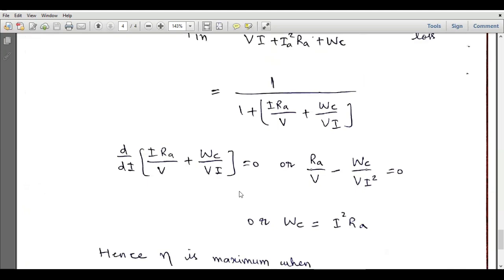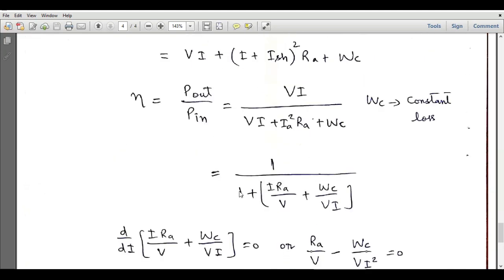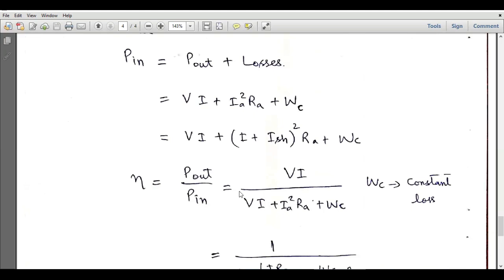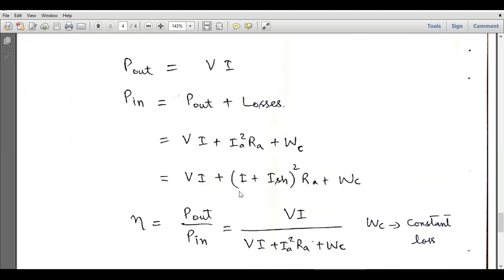So that is the condition for maximum efficiency which we have mathematically derived, and that was all about our discussion on losses and efficiency of a DC generator.